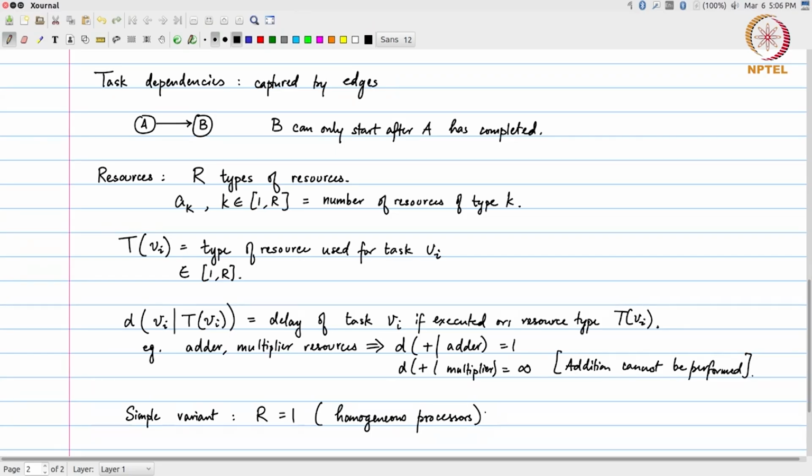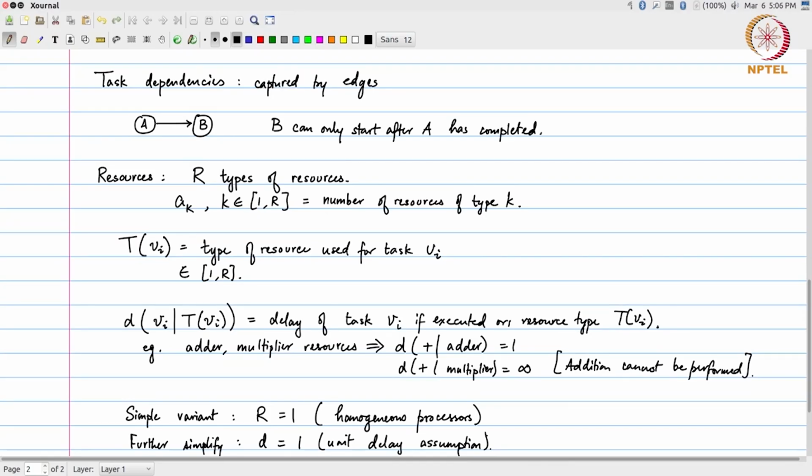Another even greater simplification is to assume that delay is equal to 1. This is the so-called unit delay assumption. So what does that mean? It basically says that any task, once it is scheduled on a given processor, will take only a single unit of time to complete.